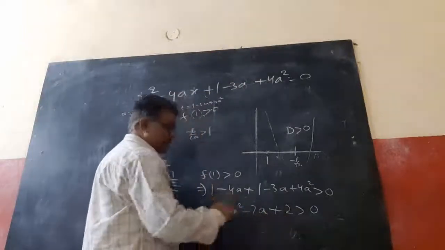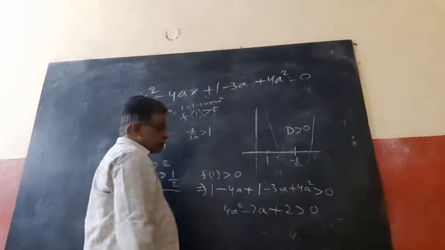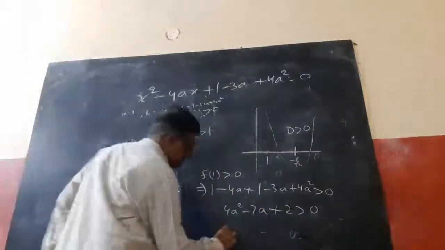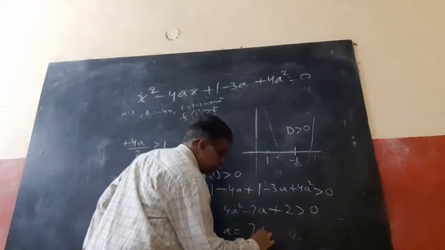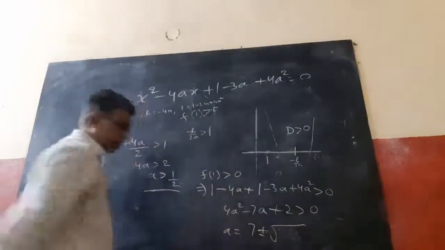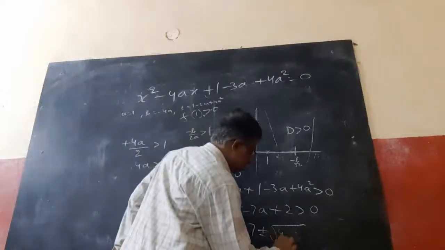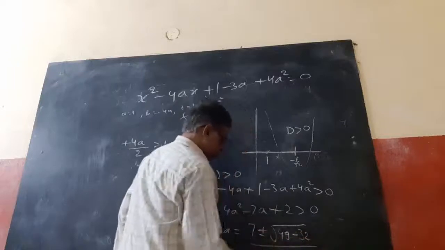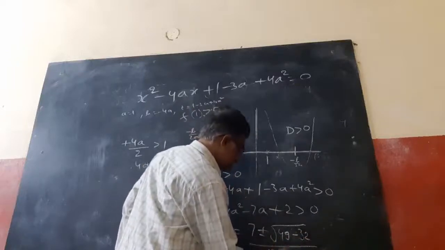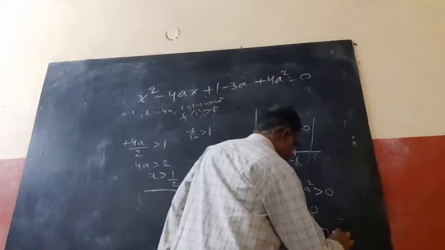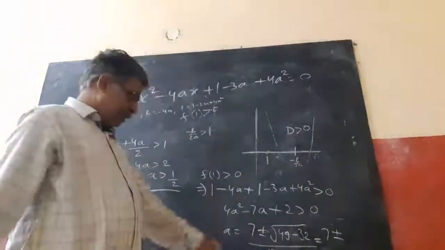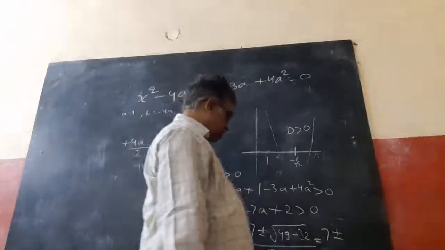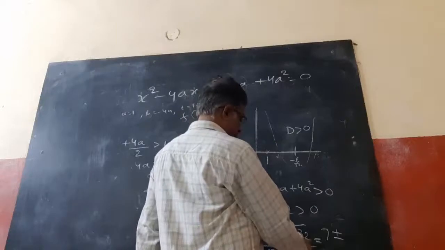We can find the roots. a does not lie between those two roots, so we will take that. So what are the roots of this equation? a equals minus b plus or minus root of b square minus 4ac, means 49 minus 4 into 4 into 2, 4 fours are 16, 2 is 32, by 2a, that is 8. So this is equal to 7 plus or minus root of 49 minus 32. Root of 49 minus 32 is how much? 17.